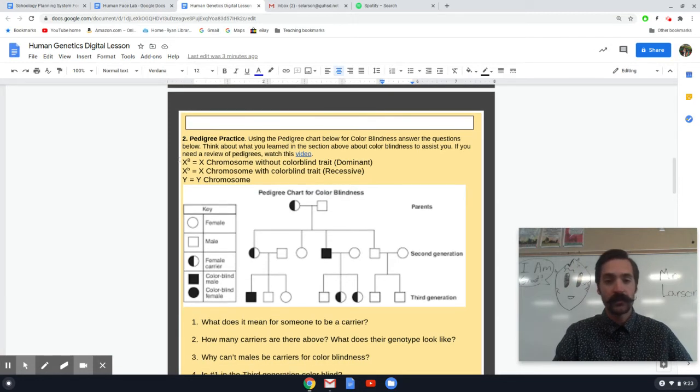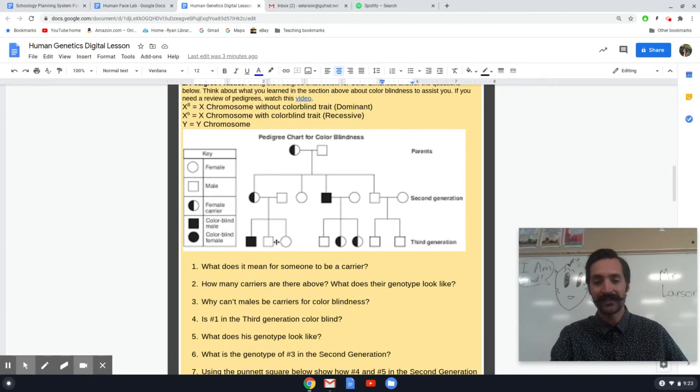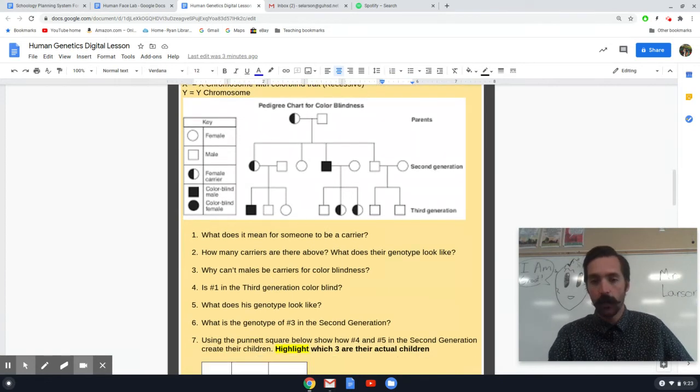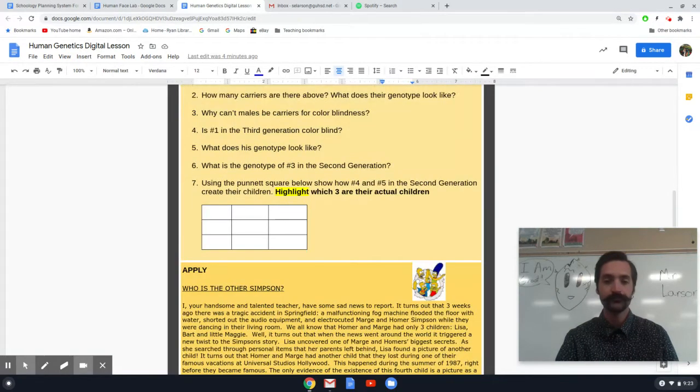Using this information here, the different X chromosomes without the colorblind trait and with the colorblind trait, using these sex chromosomes, you're going to answer these 7 questions here below. So you use the sex chromosomes, you use the pedigree. Think about what sex chromosomes mean for a male, for a female. What does a carrier mean, and all those sorts of large topics that we're talking about in this section.